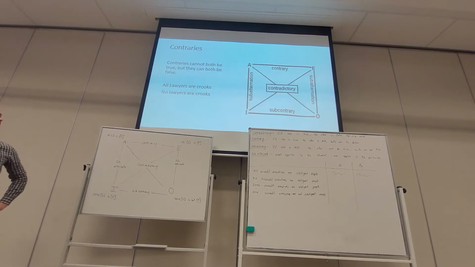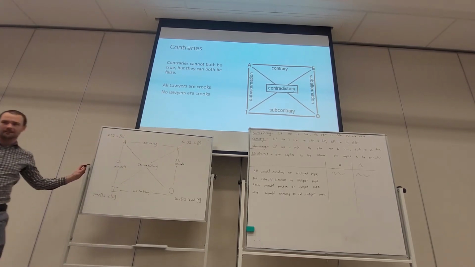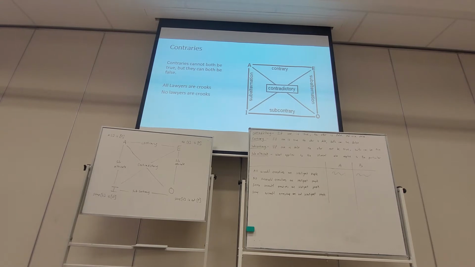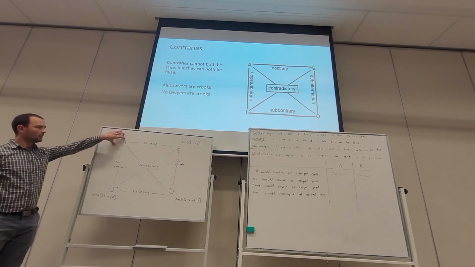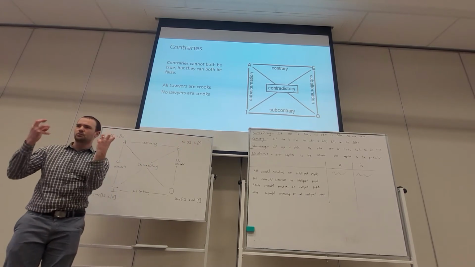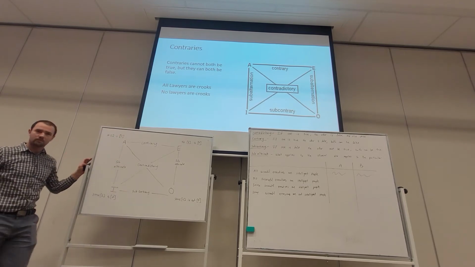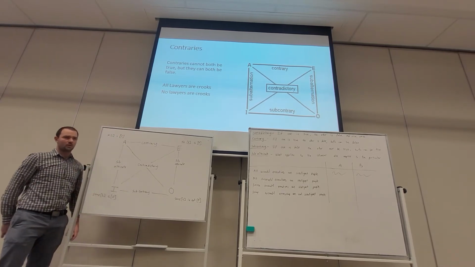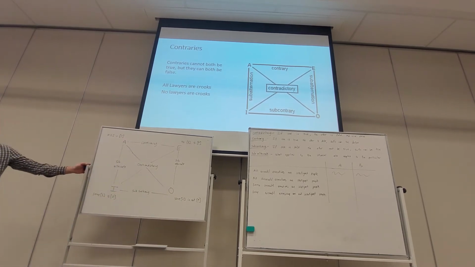Let's move on to contrary. Contraries only occur between our universal propositions, so between A and E, because they both can't be true, but they can both be false. So the example I've got: all lawyers are crooks, or no lawyers are crooks. Both of them can't be true, but they could both be false. It could be true that only some lawyers are crooks, and it could be true that only some lawyers are not crooks.